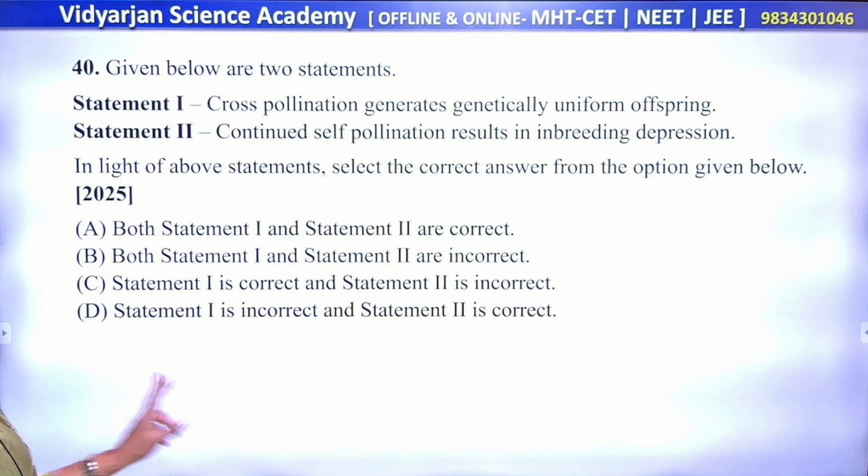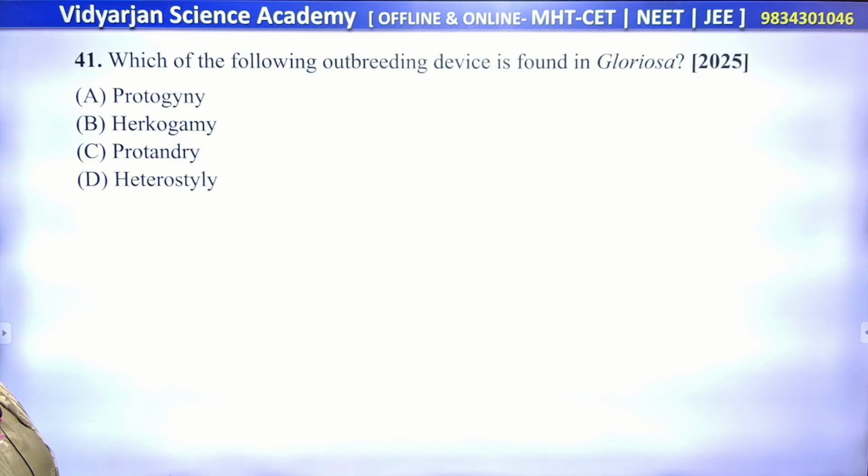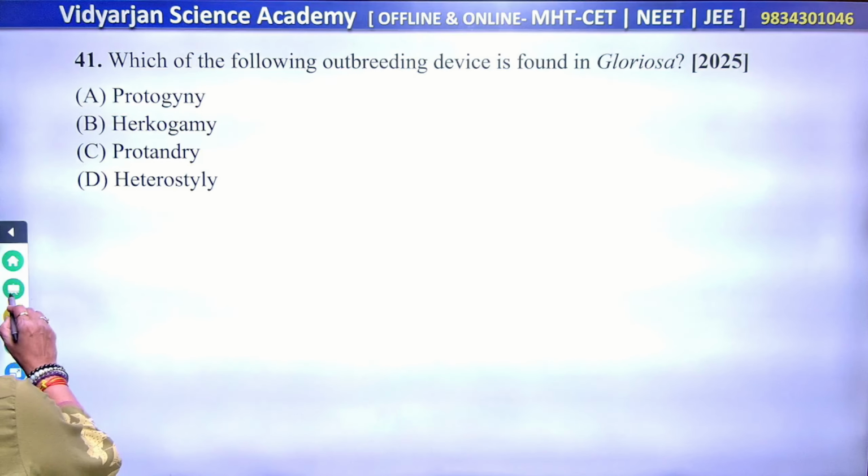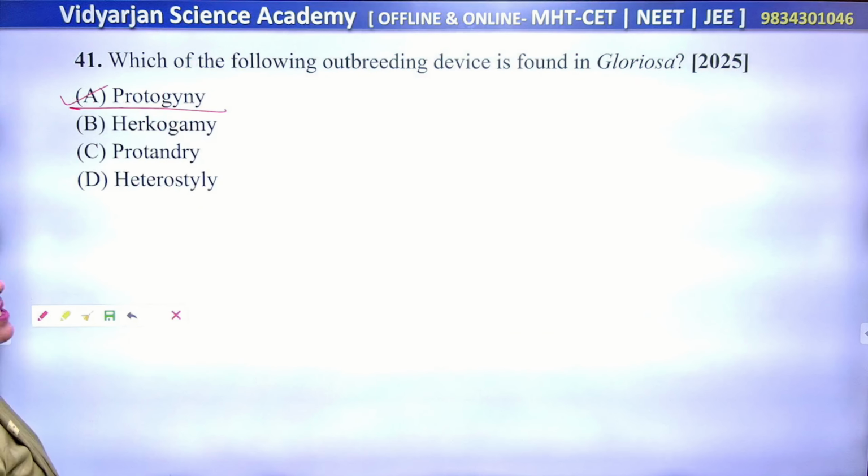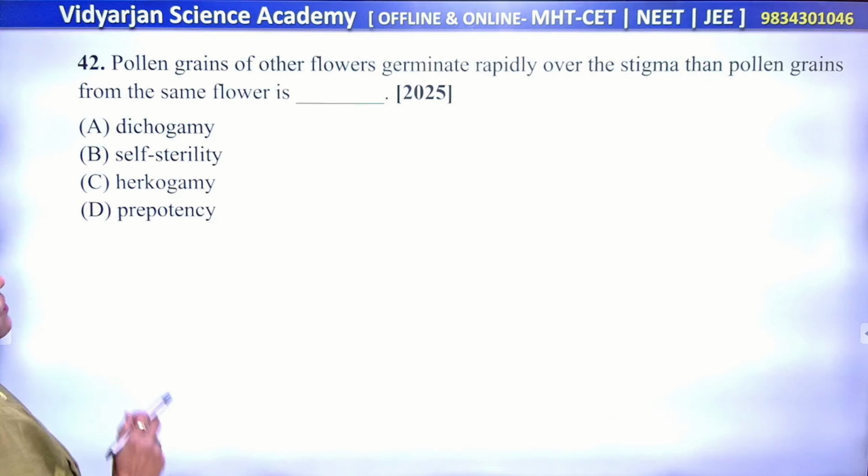Let us go for the next. Question number 41: Which of the following outbreeding devices is found in Gloriosa? You should know which kinds of things are available here, and that is nothing but protandry. So remember, straight away this will be the correct answer. A is the correct answer for this.